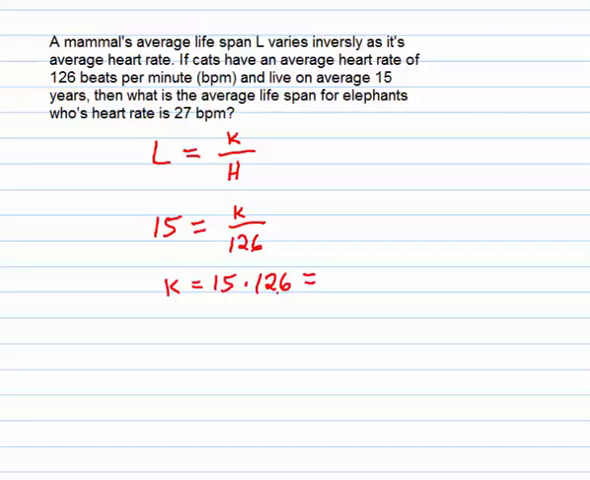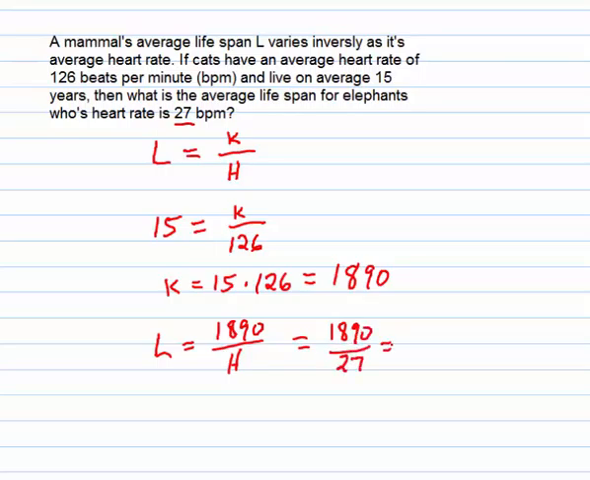126 times 15 is equal to 1890. And so L is equal to 1890 divided by H, and there's our formula. So now, if elephants have an average heart rate of 27 beats per minute, it's just this divided by 27, and we get 70 years.